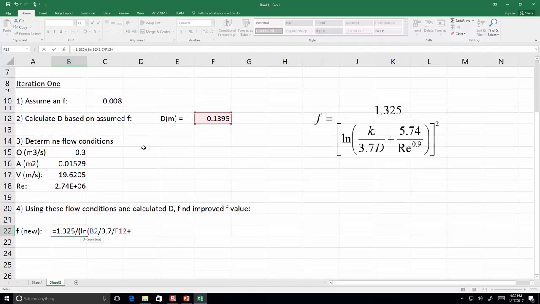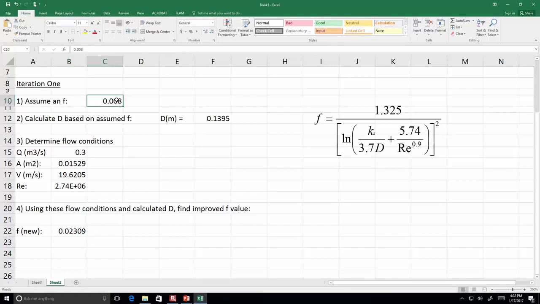Now I have to do plus 5.74 divided by the Reynolds number to the power of 0.9. Okay, and I'm going to remember that squared term. That's the common one that's easy to overlook. But here's our new updated value of f based on this calculated d and the resulting Reynolds number. This is expressed right now as scientific. Let me change that to just general.